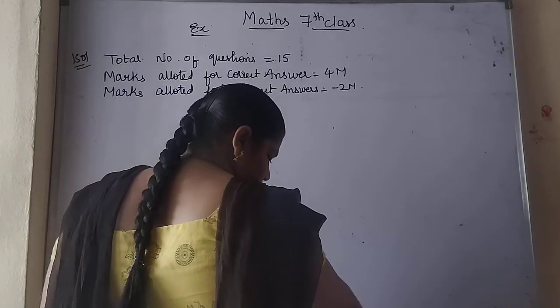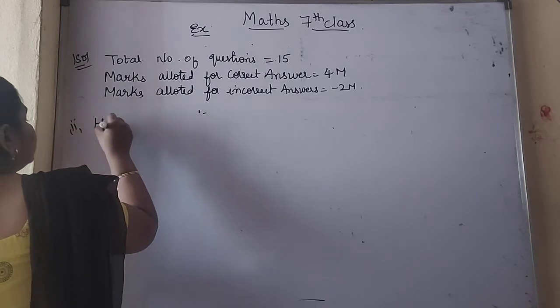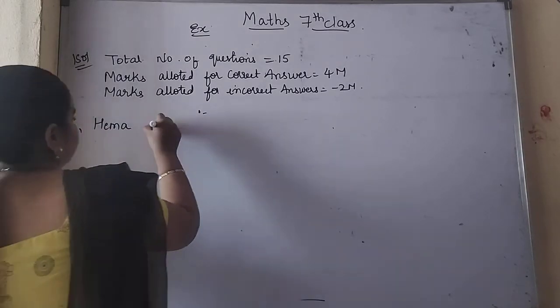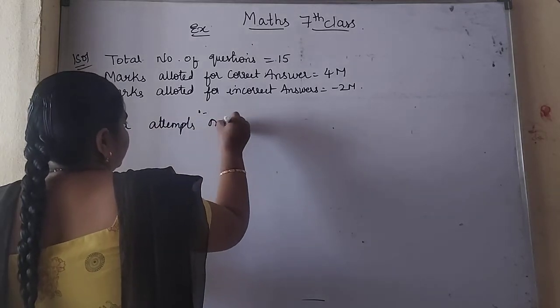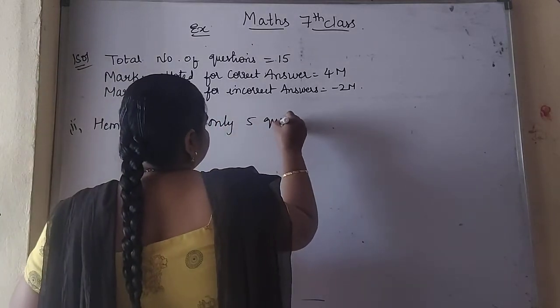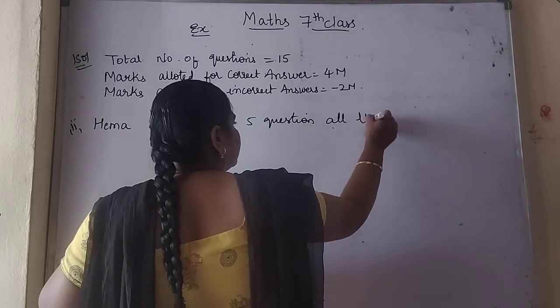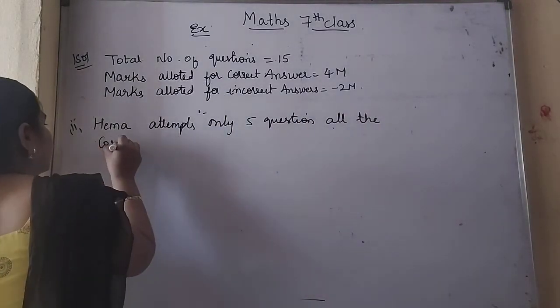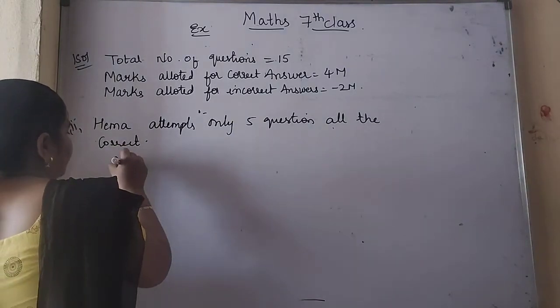So here, second one about Hema. Hema attempts only 5 questions. Only 5 questions. All are correct. So what is the score of her, we have to find. So number of correct answers are how many?